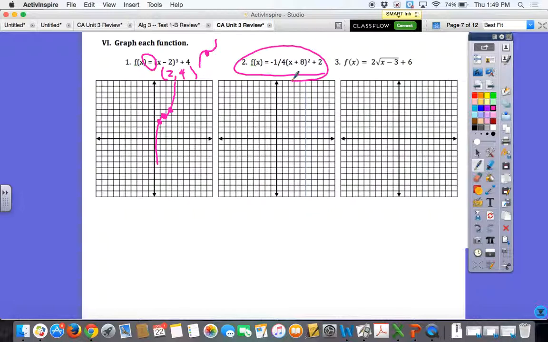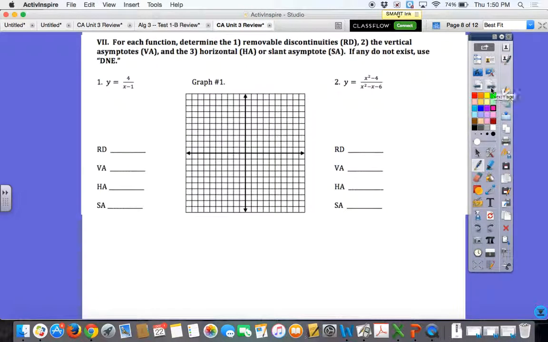It's just fat. This guy, remember, looks like that. So it's not really a vertex, but our starting point is 3, 6. So go over 3 and go up 6. 1, 2, 3, 4, 5, 6. And you're going to start there. Slope is 2 over 1, up 2 over 1, and then do your little swish. You guys should be good.